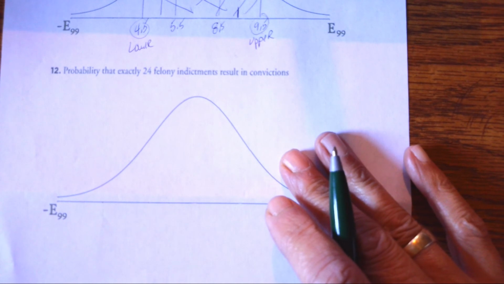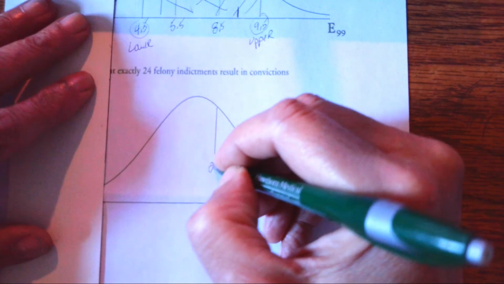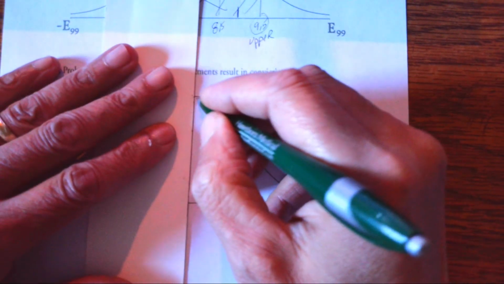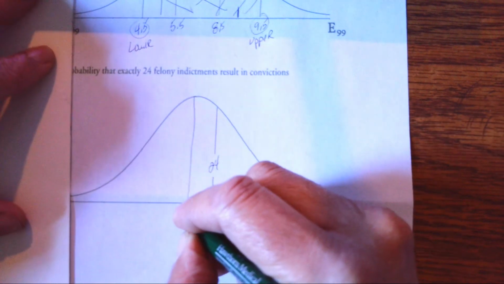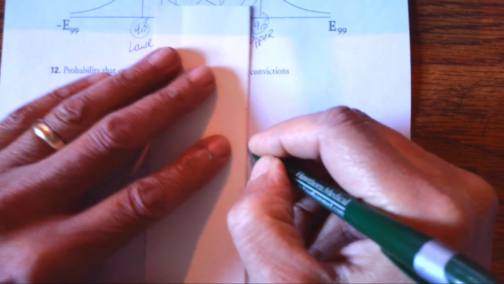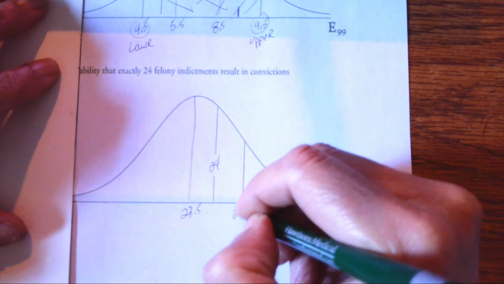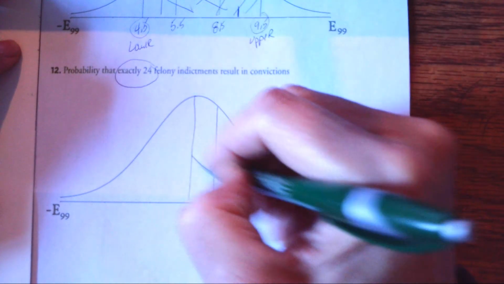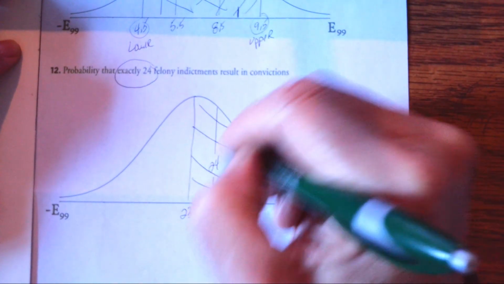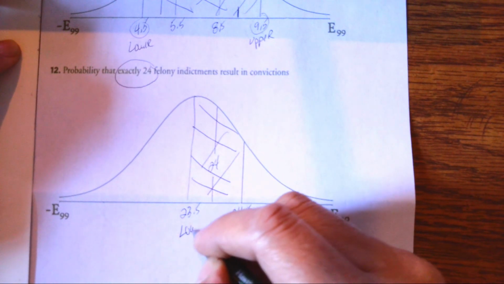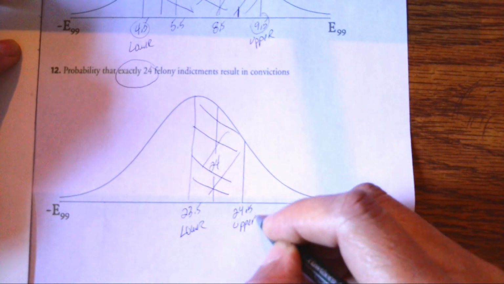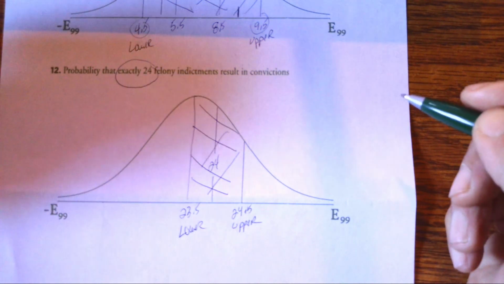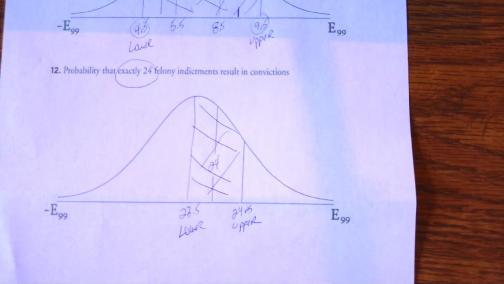And the last one, exactly 24. Well, here again, the exactlies are the easiest in my estimation. Here's my 24. Subtracting 5/10, I get 23.5, and adding 5/10, 24.5. All right, the exactlies are the easiest. It's everything between 23.5 and 24.5. So this would be your lower limit, and this is your upper limit. And if you're doing this on your calculator, you would put in your mean, n times p, and then standard deviation, square root of n times p times q. Hopefully this was helpful.